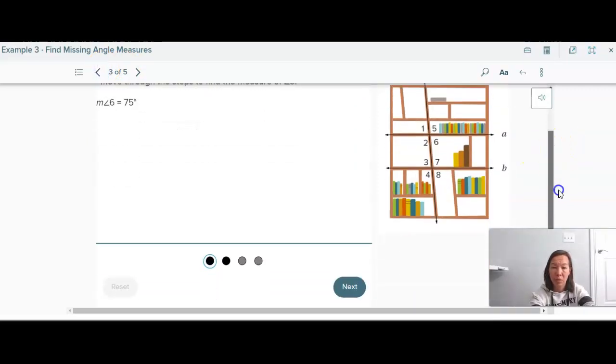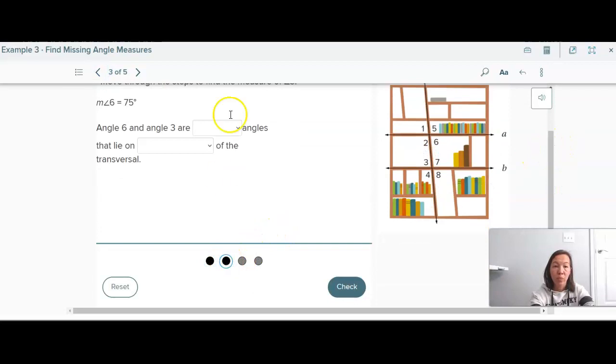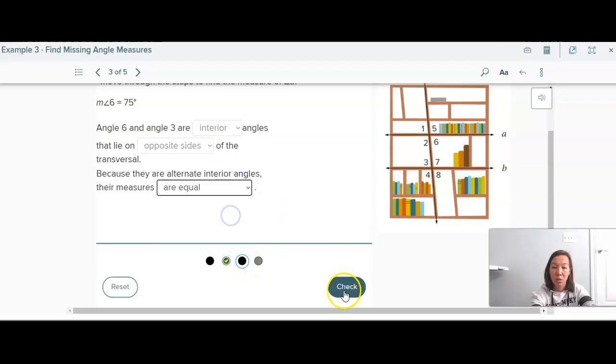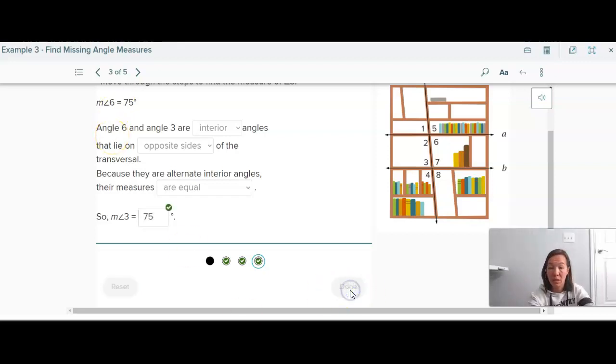Angle 6 and angle 3 are interior and lie on opposite sides of the transversal. So their measures are equal, and that means if 6 is 75 degrees and they're equal, then 3 is also 75 degrees. Good. You guys are so smart.